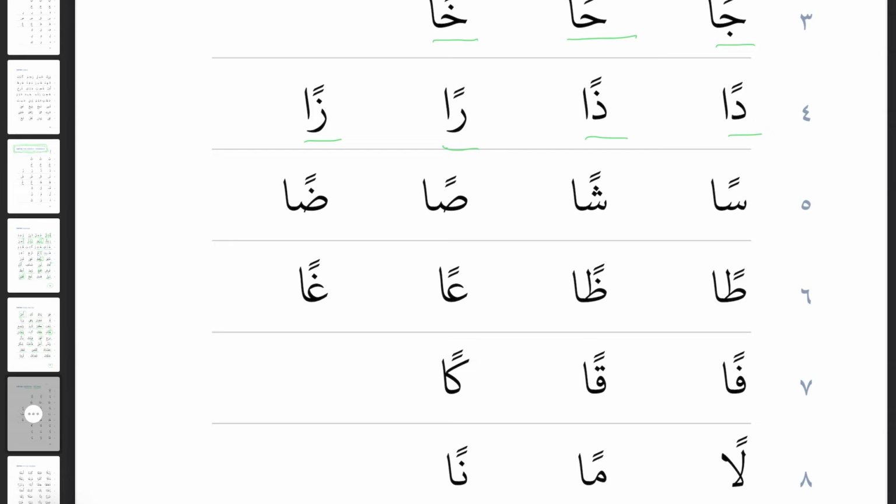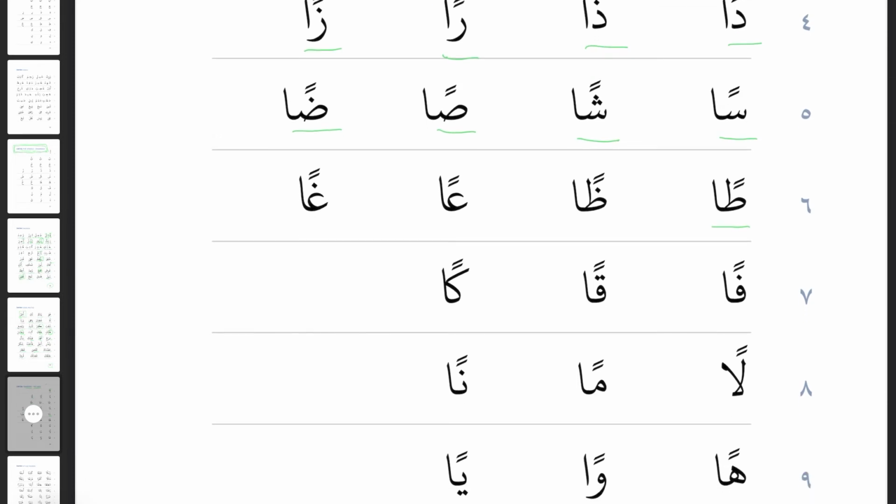Za with two fathas, zan. Sin with two fathas, san. Sheen with two fathas, shan. Because obviously sheen with one fatha would have been sha, and now sheen with two fathas is shan. Sad with the two fathas, san. Dad with the two fathas, dan. Ta with those two fathas is tan. Za with these two fathas is zan.